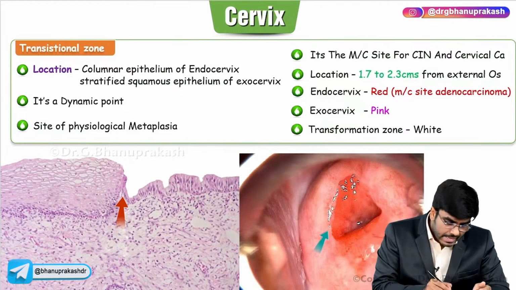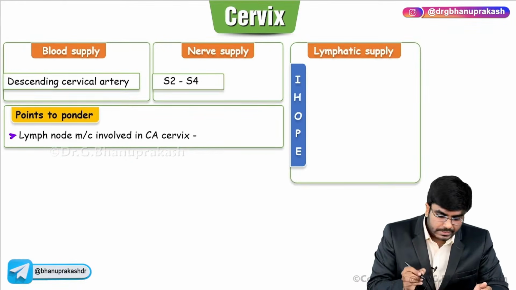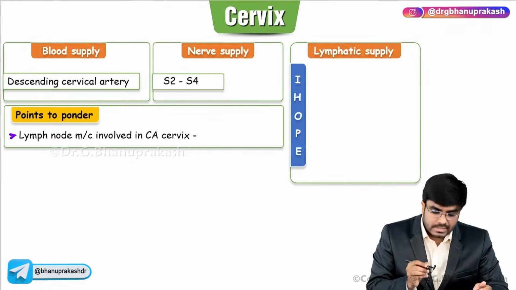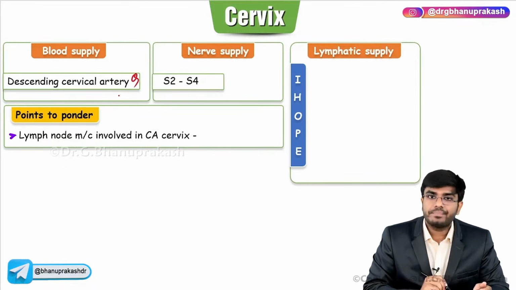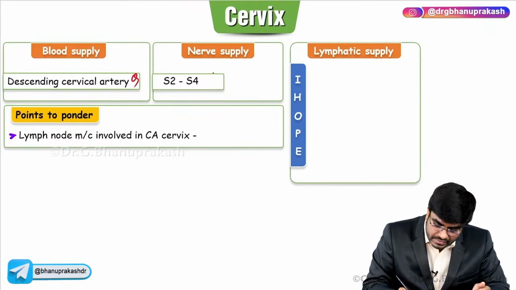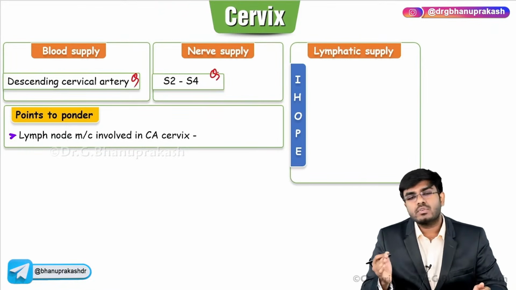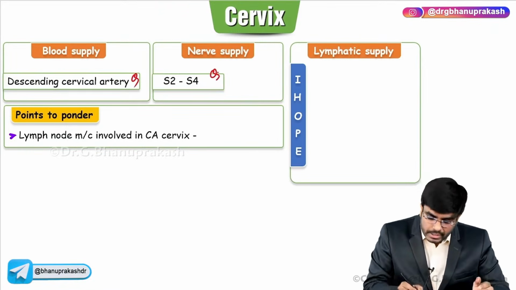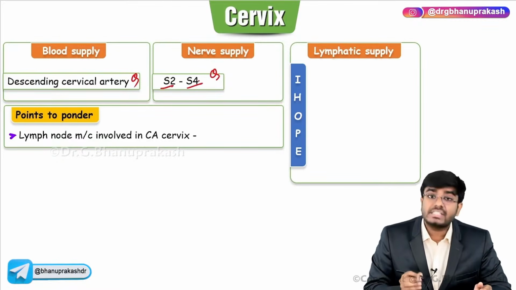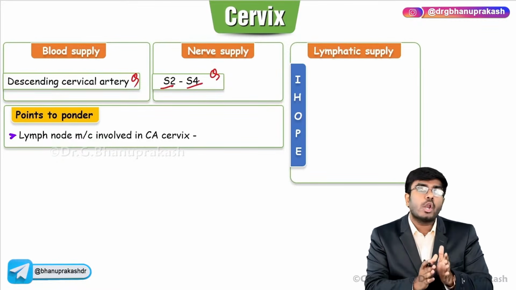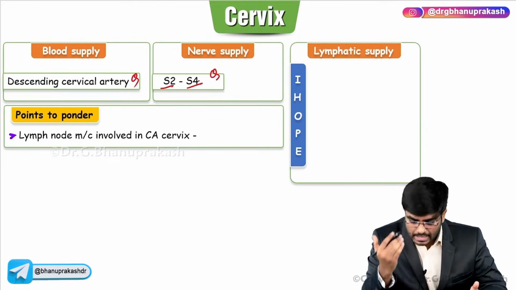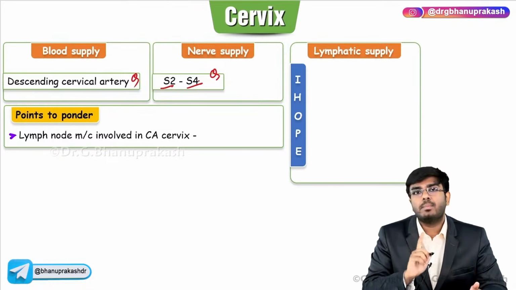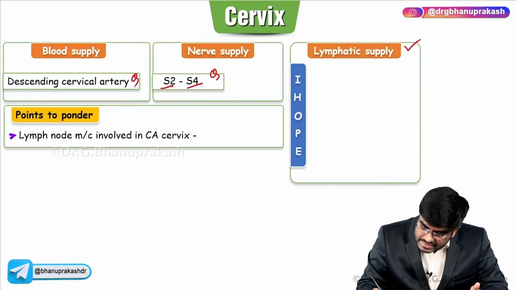Now after this, let's talk about the blood supply of the cervix. The cervix is getting its blood supply from the descending cervical artery, and the nerve supply is from the S2, S3, S4 spinal nerves. That's the pudendal nerve. Okay, so S2, S3, S4 spinal nerves give the nerve supply, and the blood supply is from the descending cervical artery.